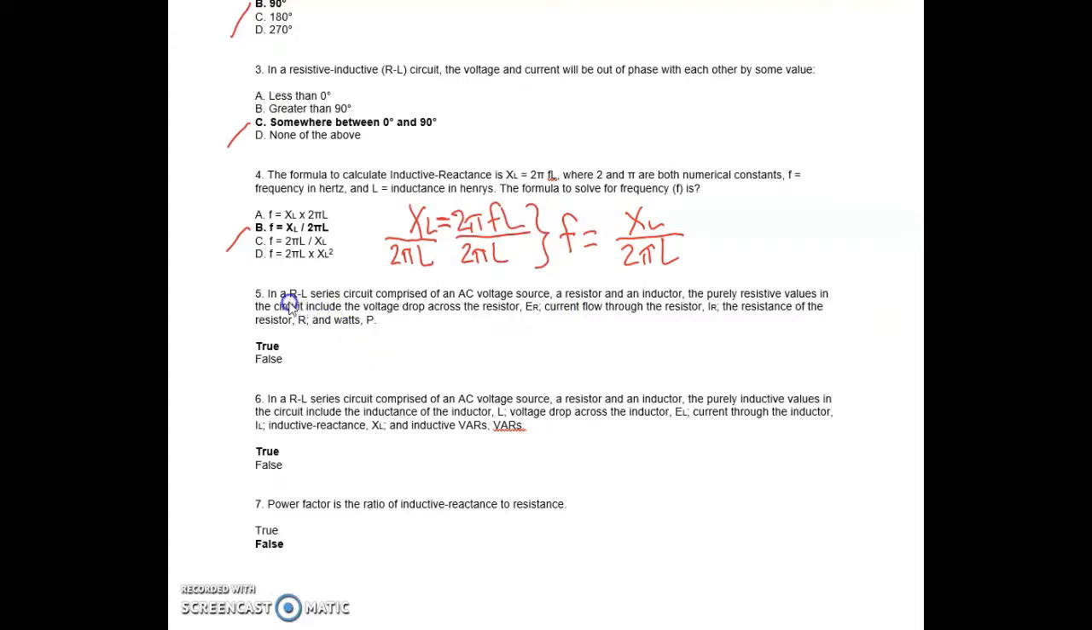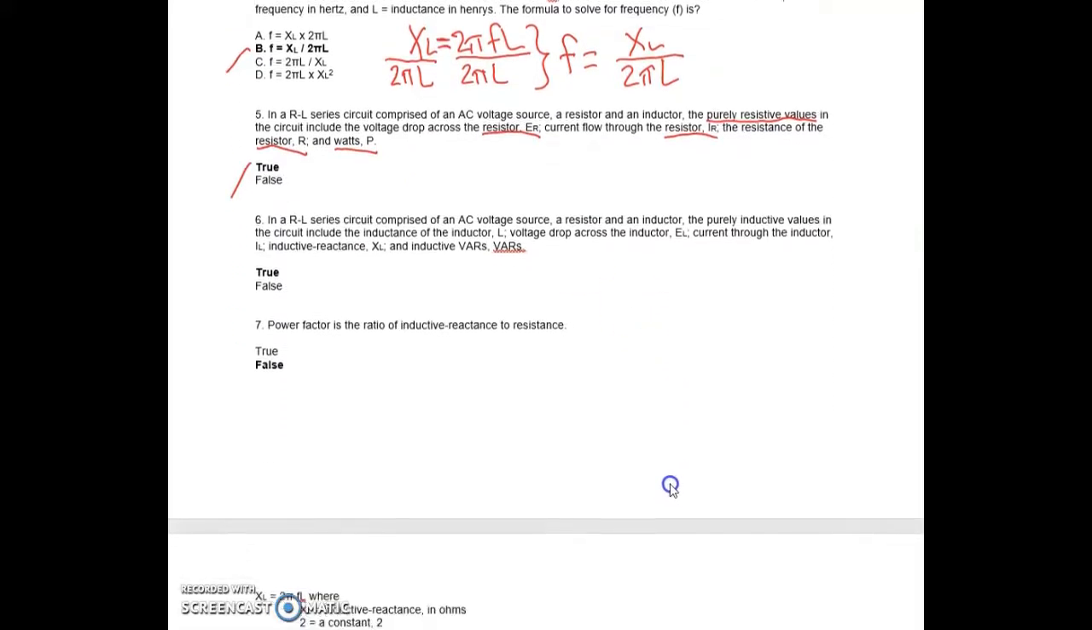Number 5, in a resistive inductive series circuit comprised of an AC voltage source, a resistor, and an inductor, the purely resistive values in the circuit include the voltage drop across the resistor, E sub R, current flow through the resistor, I sub R, the resistance of the resistor, R, and true power, or watts, P. That is a true statement.